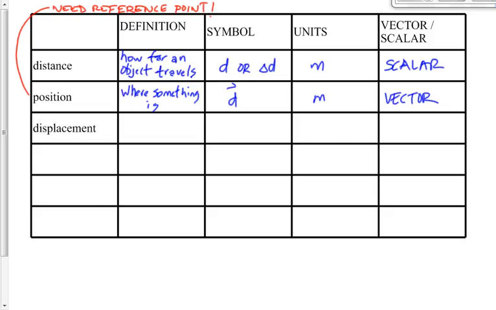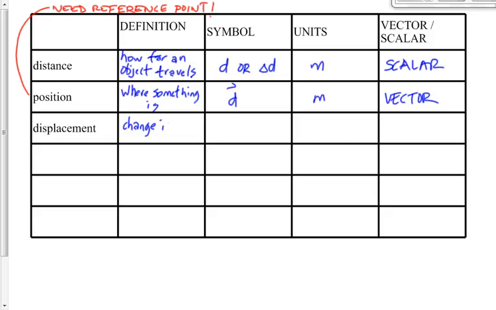Displacement is going to be defined quite simply as the change in position. So where were we? Where are we? What's the difference between the two? What's the change in where we are versus where we were?